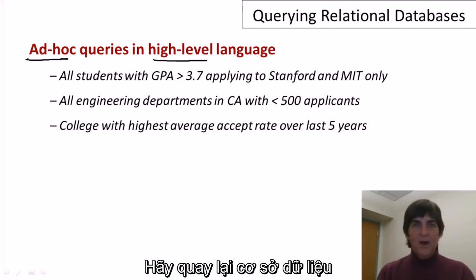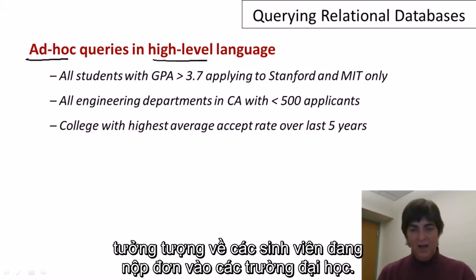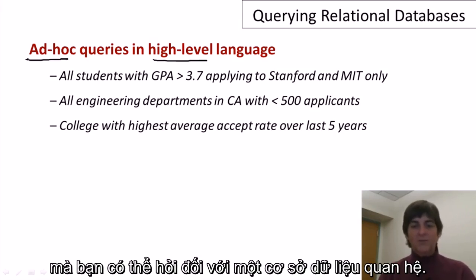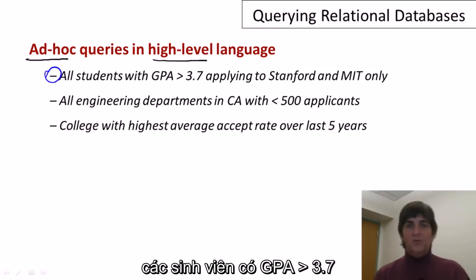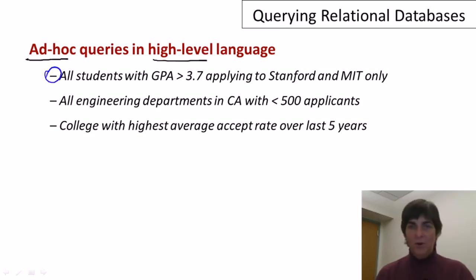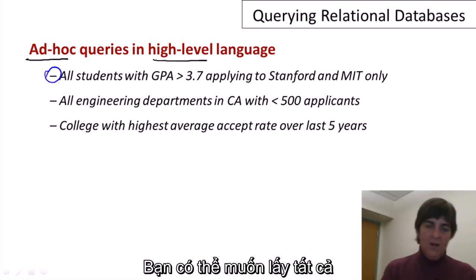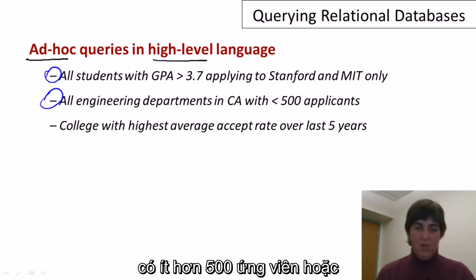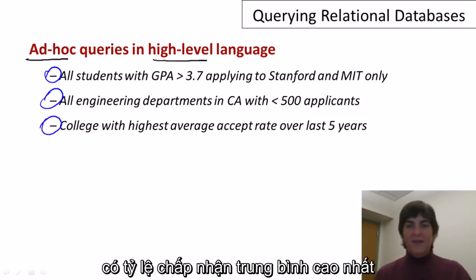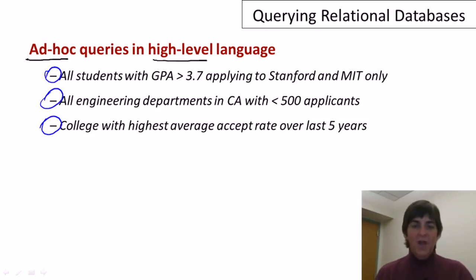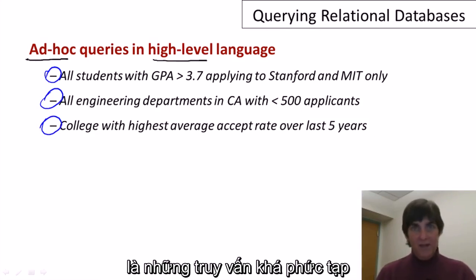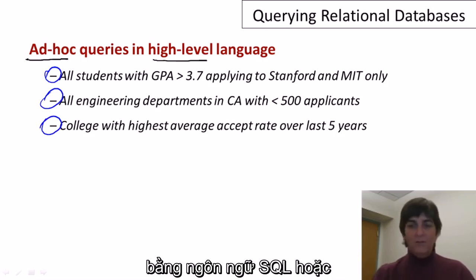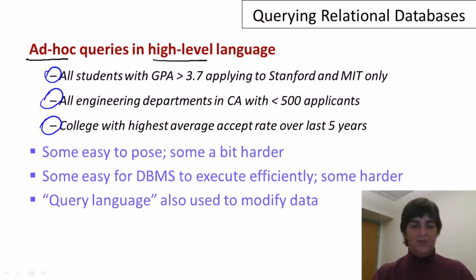So let's look at an example of a few queries. Let's go again to our imaginary database of students who are applying to colleges, and here are just three examples of the types of things that you might ask of a relational database. You might want to get all students whose GPA is greater than 3.7 who are applying to Stanford and MIT only. You might want to get all engineering departments in California with fewer than 500 applicants. Or you might ask for the college with the highest average accept rate over the last 5 years. Now, these may seem like fairly complicated queries, but all of these can be written in a few lines in, say, the SQL language or a pretty simple expression in relational algebra.